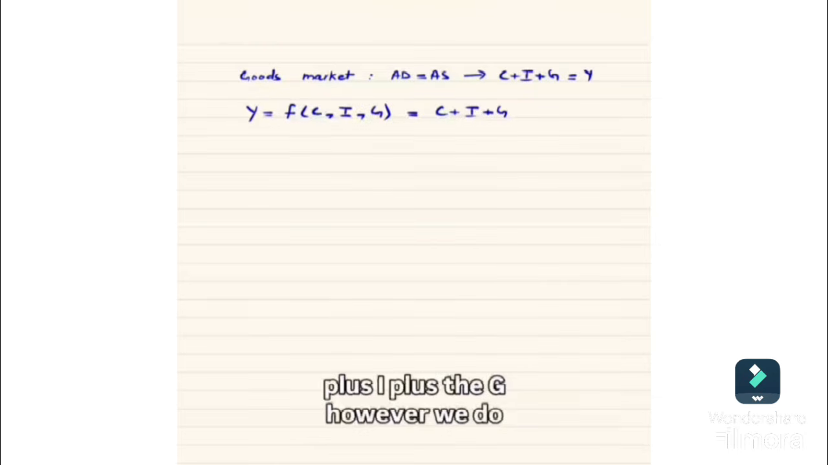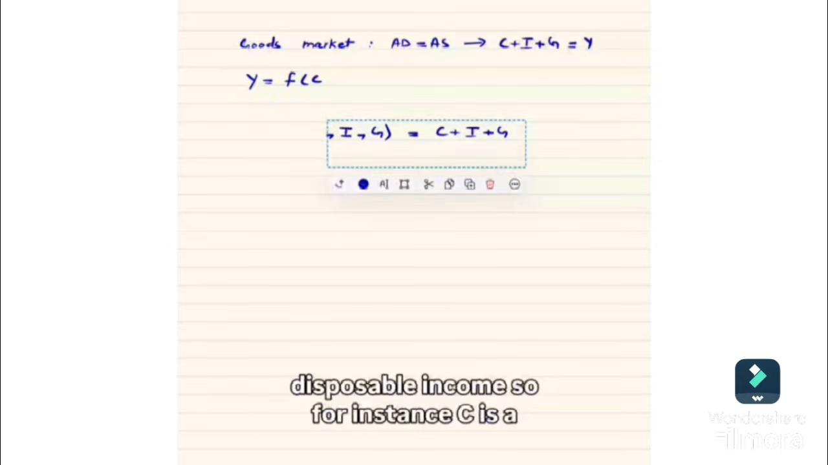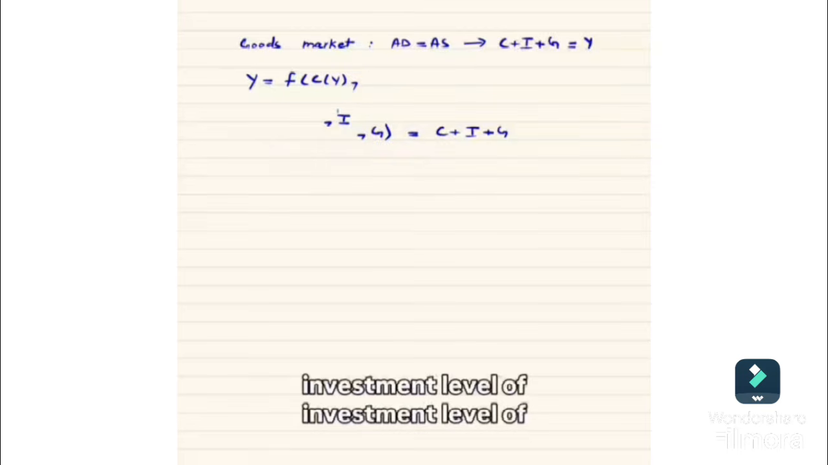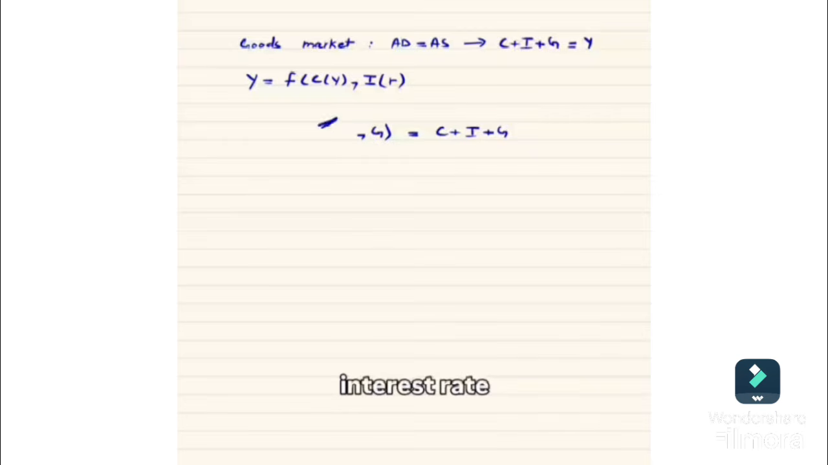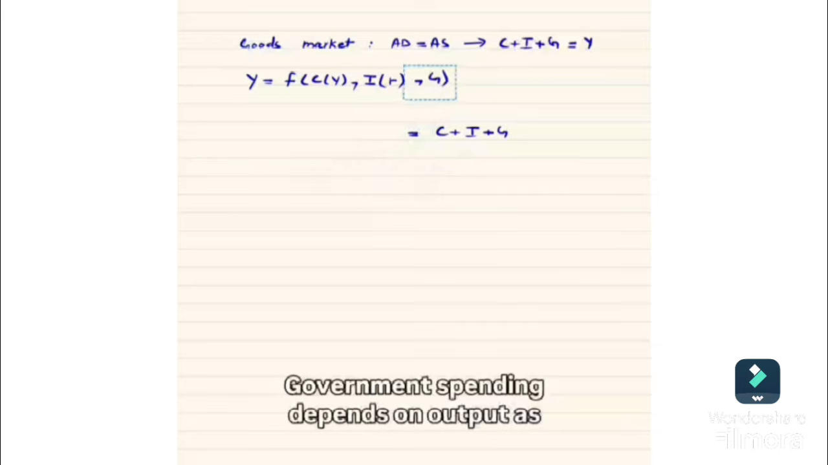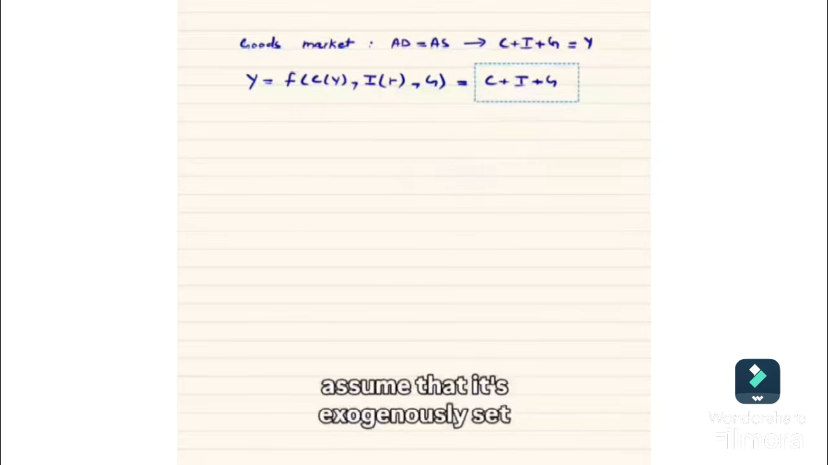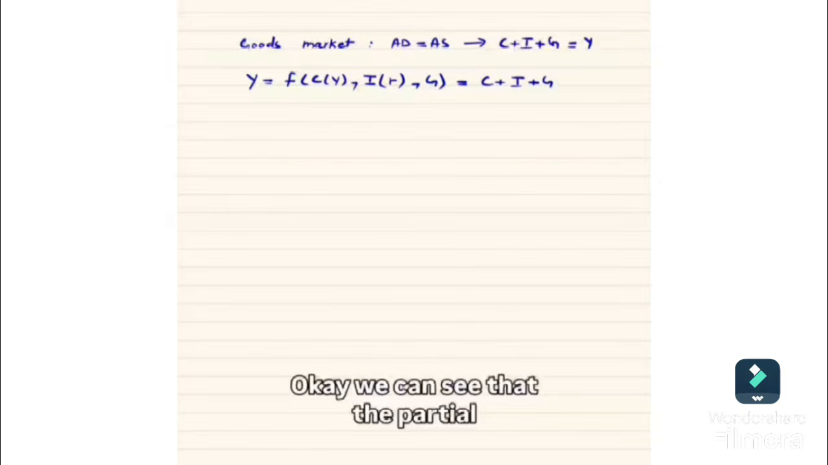However, we do know that, for instance, C depends on your disposable income. So C is a function of income. What about the level of investment? We can say it depends on the interest rate. What about government spending? Government spending depends on output as well, but here, for simplicity, we can assume that it's exogenously set.